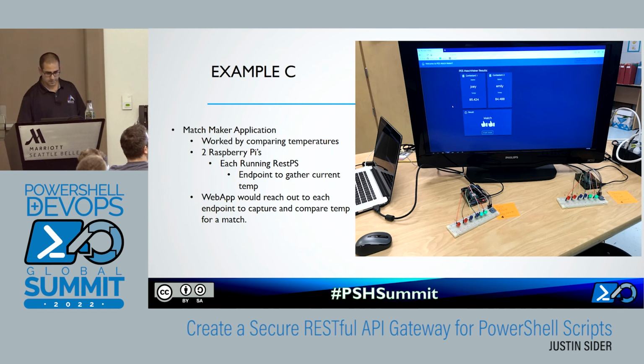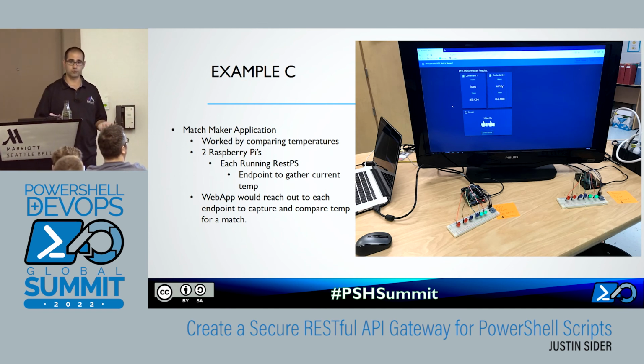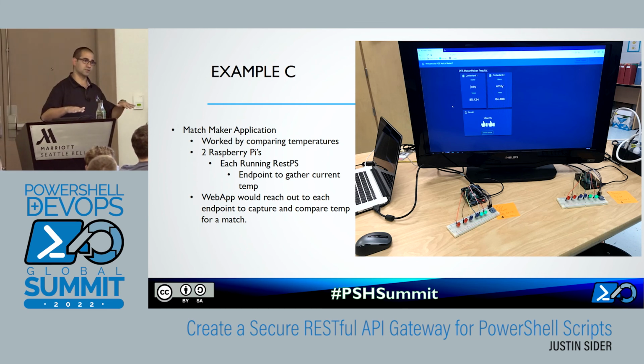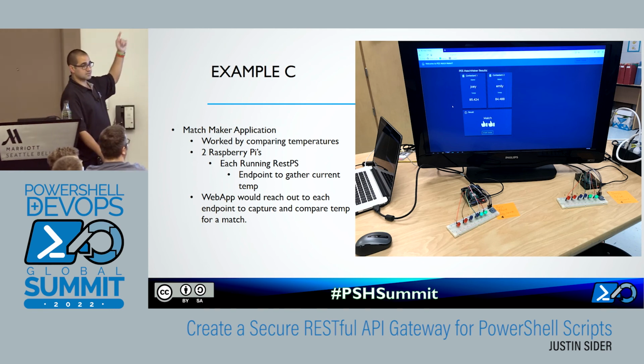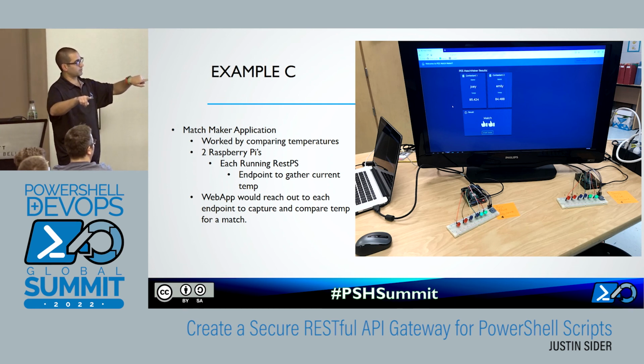All right. The last one that I'm going to show you is a matchmaker I made for my kid's school. I had 2 Raspberry Pis, and I installed a Linux distro on each one of those. I was running REST-PS, and I had the web interface. I would hit go, and when it hit go, it hit another REST-PS server that was running on my laptop. That had a script to go out to both of the Raspberry Pis.